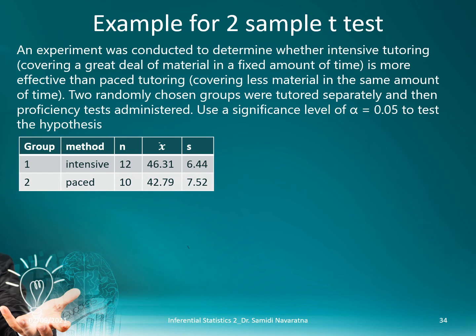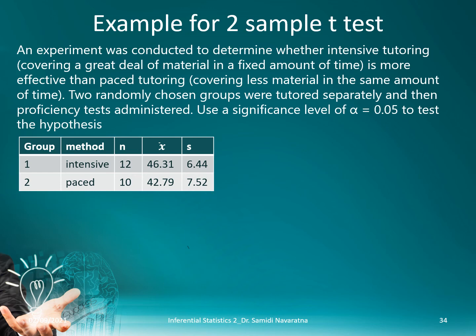The summary statistics are given in this table. As you can see, for the intensive group, the sample size is 12 and the mean for the proficiency test is 46.31 with a standard deviation of 6.44, and for the paced group, the sample size is 10 and the mean for the proficiency test is 42.79 with a standard deviation of 7.52.